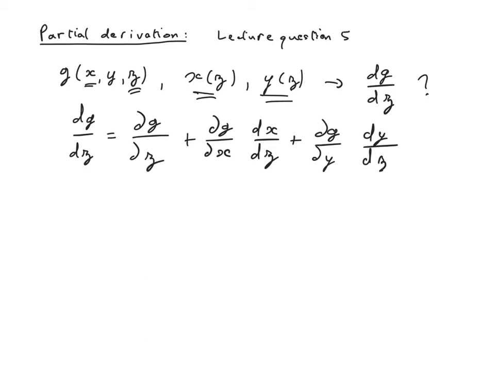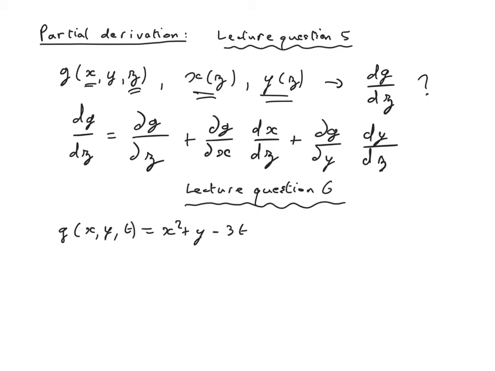So we take an example of that in lecture question 6, where we have g of x, y, and t, and which is expressed as... And we also say that y itself is a function of t, it's a cosine. But x is not a function of t. So if we just apply what we did in lecture question 5, but replacing z by t, we can directly express dg over dt.